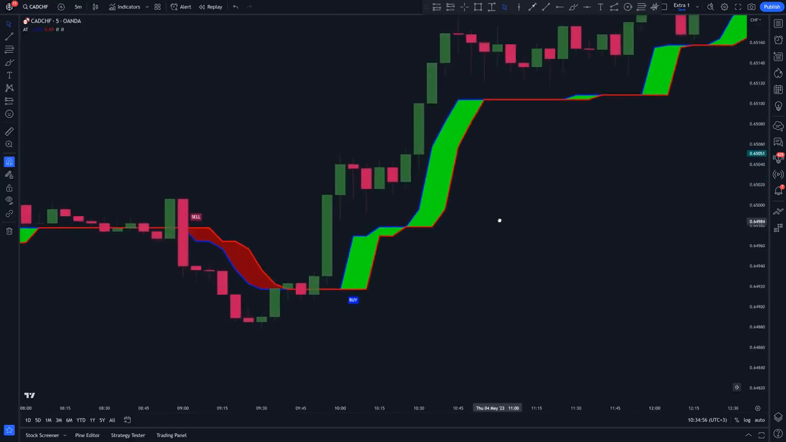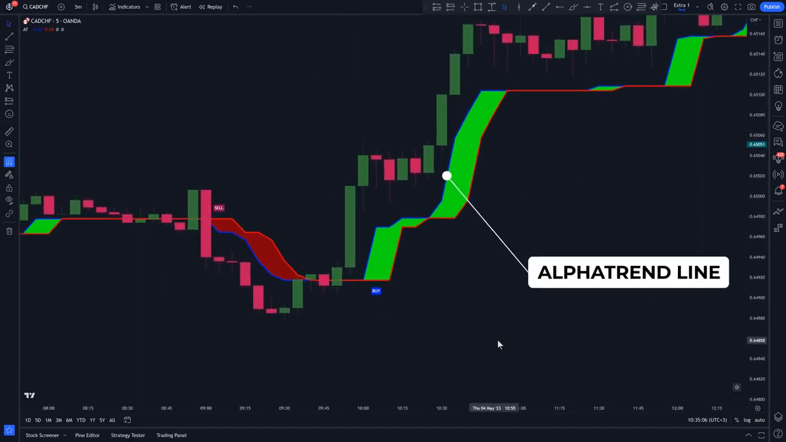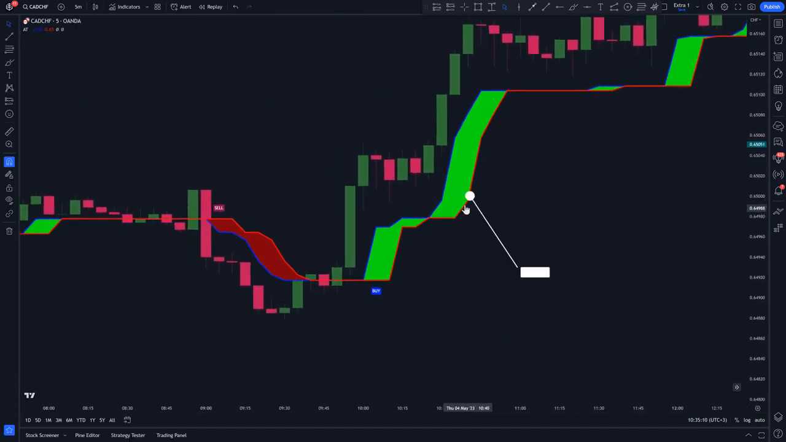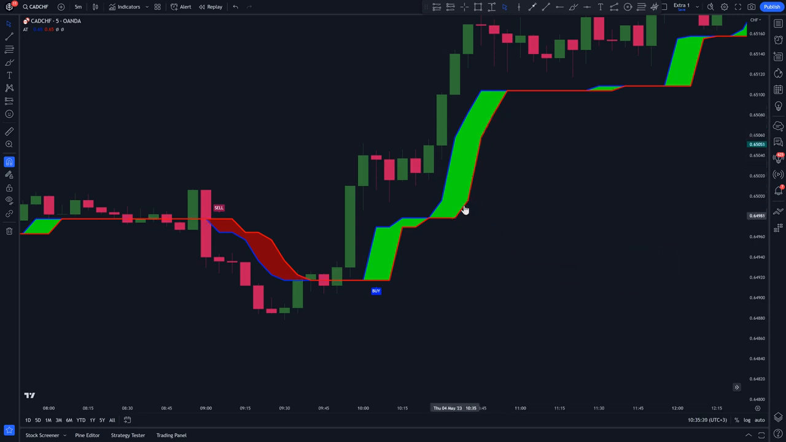The Alpha Trend indicator is made up of 4 different components. This blue line is the Alpha Trend line, and this red line is the Alpha Trend offset line, which is basically the original Alpha Trend but has been offset to the future by 2 periods. Then the space between the offset line and the Alpha Trend line is filled with these green and red backgrounds, and of course we have these buy and sell signal labels.